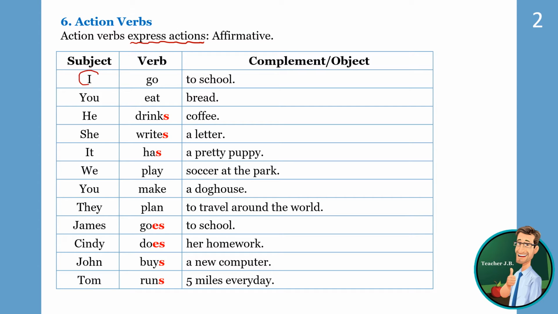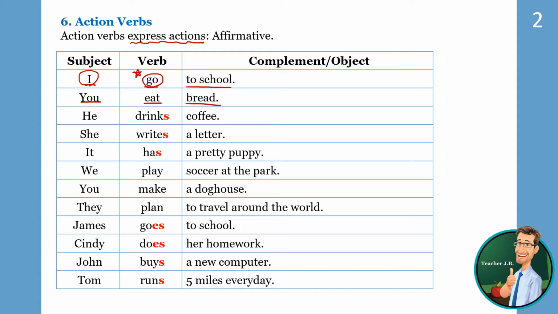I is the subject and go is the verb. To school is the complement. So subject, verb, and this verb is an action. So, I go to school. You eat bread. Subject, verb, and this is an object.